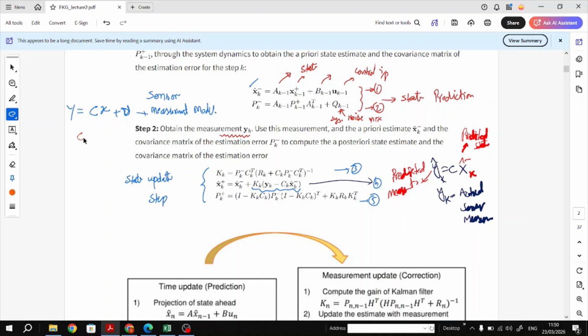So this term C x hat k is the predicted measurement: the predicted measurement using the predicted state. And this matrix C is called the measurement matrix.